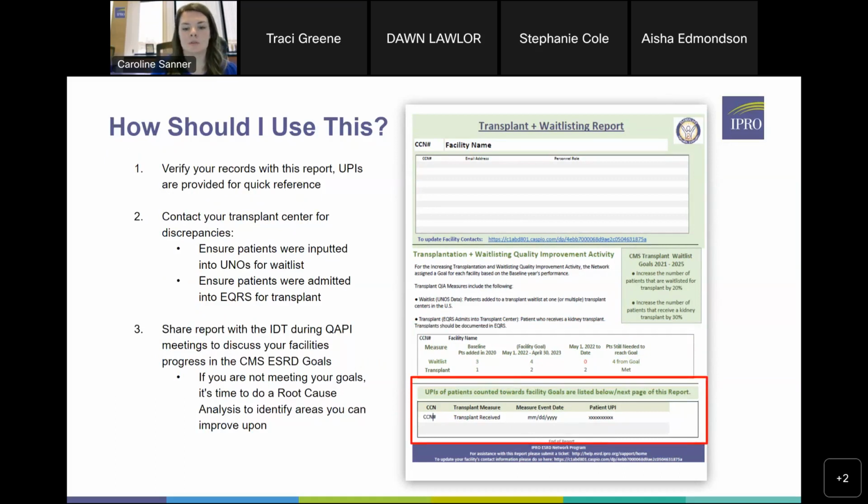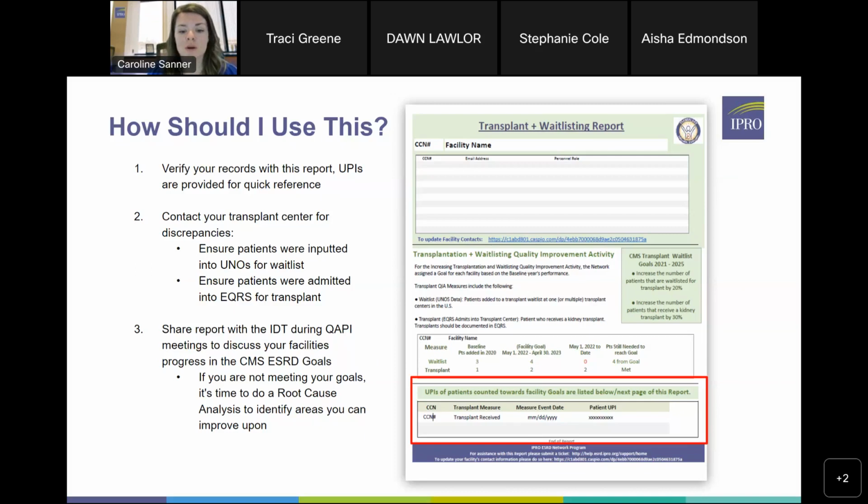So how should you use the report? At the bottom of the report, we have a section, it's highlighted here in red, where we provide the CCN number again, what the transplant measure is. So is it transplant or waitlist? We put the event date, so what date they got transplanted or what date they got waitlisted, and then the patient's UPI number. So we give UPI numbers because it's a way that we can send the report without giving up any PHI and being HIPAA compliant. The UPIs are provided for your quick reference.